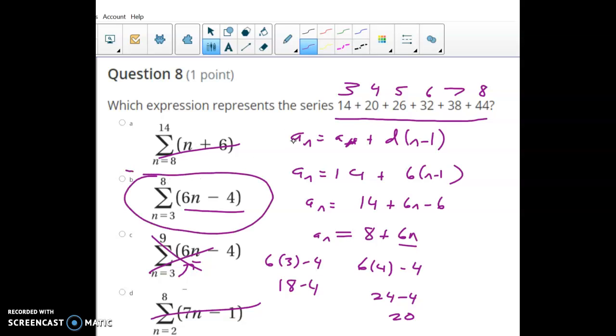So that's a tricky one because this isn't represented as the first term. So we got to do a little bit more work there, but hopefully that makes sense now.